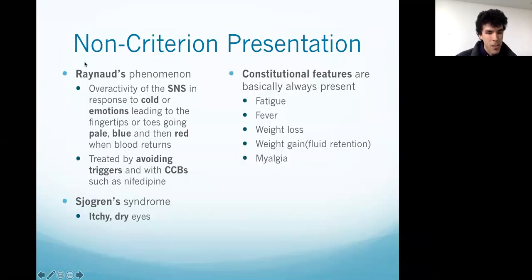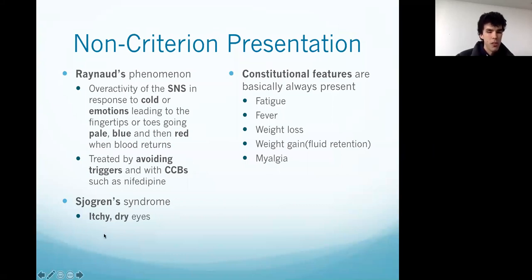Other things that they can have is also kind of associated with it. So you have Raynaud's phenomenon, which is where you have vasospasm peripherally, so usually in the fingertips. And so over time, that leaves them going pale and then blue because they're hypoxic, and then red when the blood rushes back. So if they know a trigger like cold, then they can try and avoid that. And also you can give them calcium channel blockers.